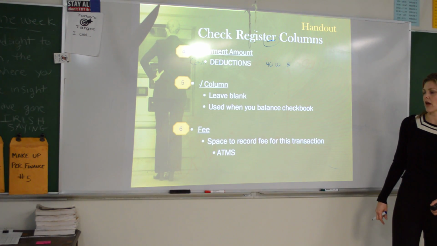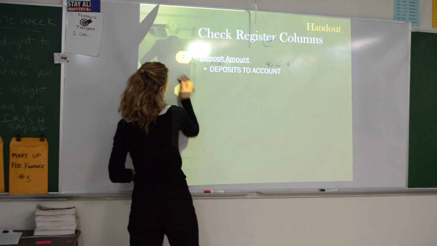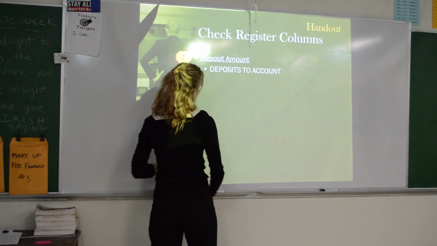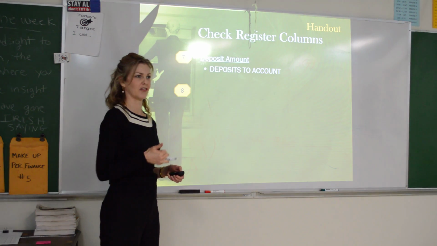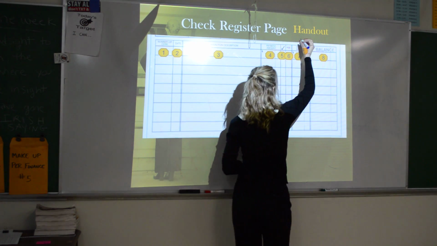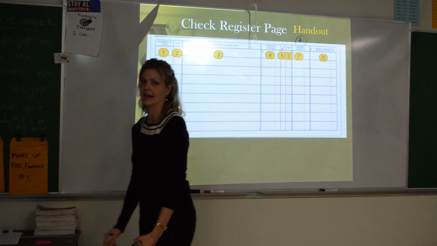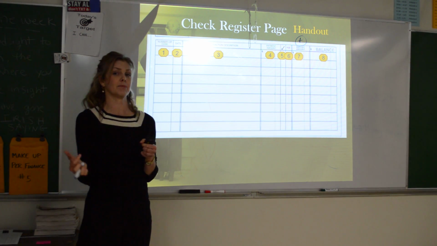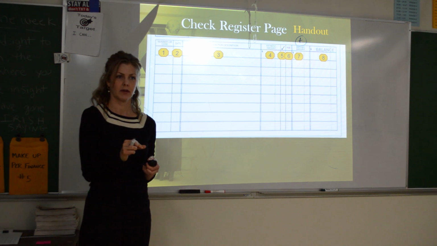Moving on to column number 7. Column number 7 is your deposit column. All right? That's column number 7. That's all the money going into your account. That's the good stuff, right? So what I want you to do is go back to here, right above column number 7, and put a little plus sign on your handout. So that's just a little reminder for you to remember that that's money being added to your account that you should add to your running balance. Okay?